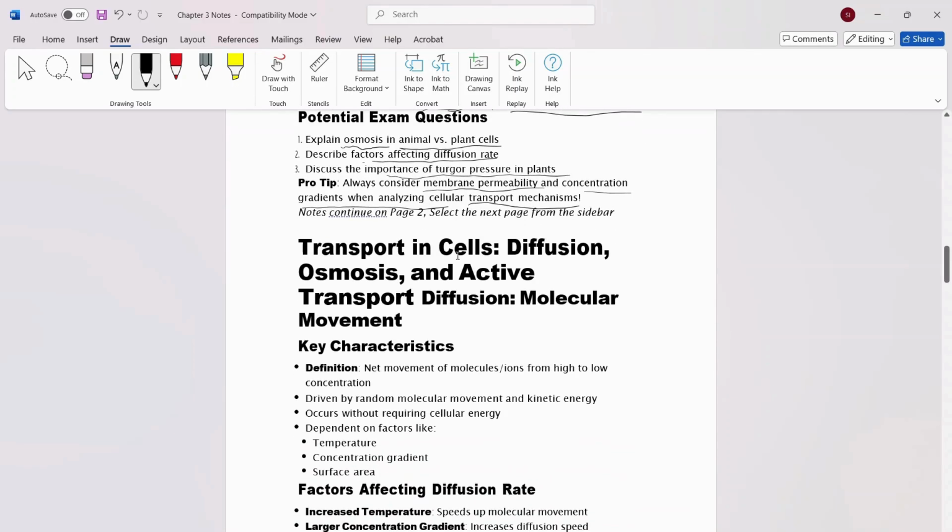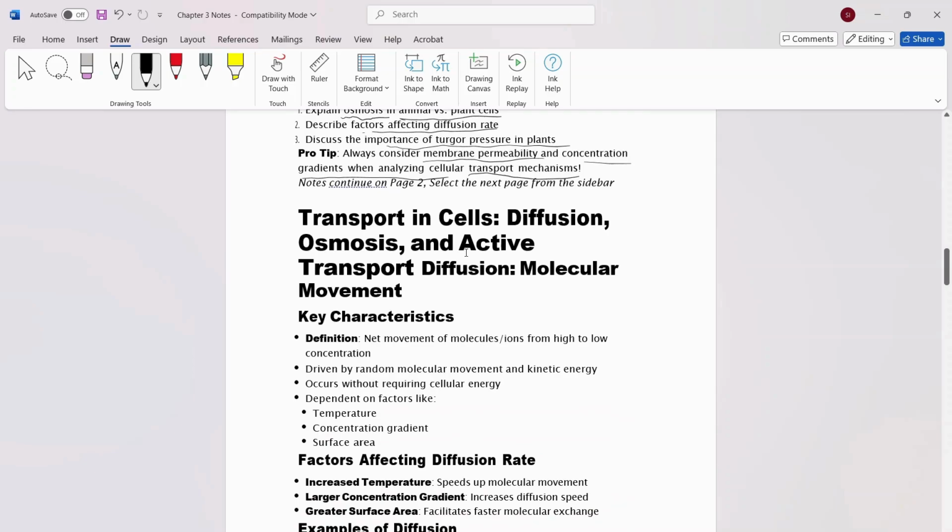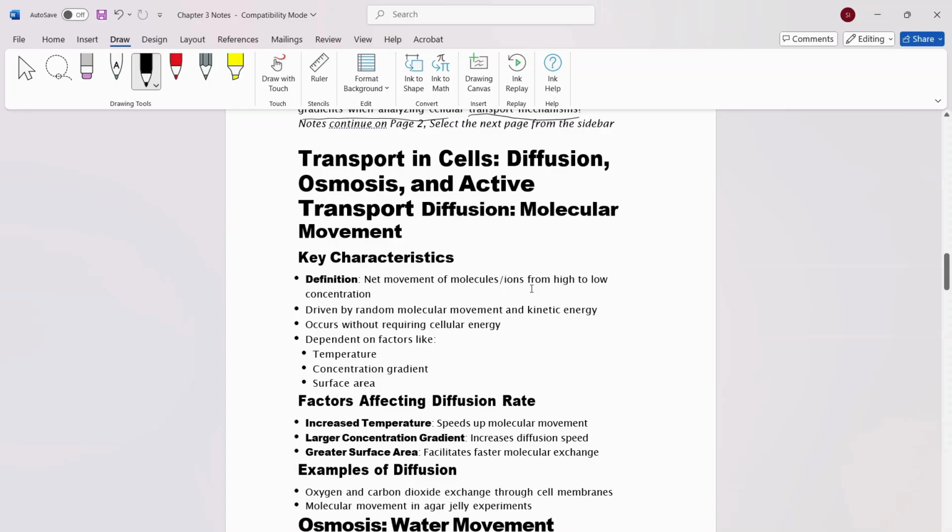Next we have transport in cells: diffusion, osmosis and active transport. Diffusion, which is molecular movement. Key characteristics here are the definition: net movement of molecules, ions from high to low concentration. Next, driven by random molecular movement and kinetic energy. It occurs without requiring cellular energy. Dependent on factors like temperature, concentration gradient, surface area.